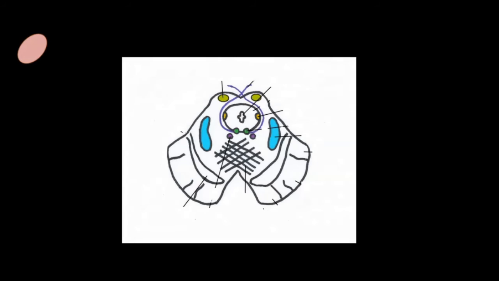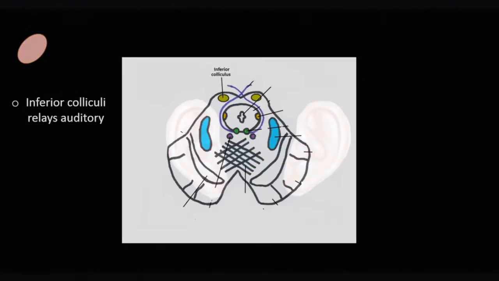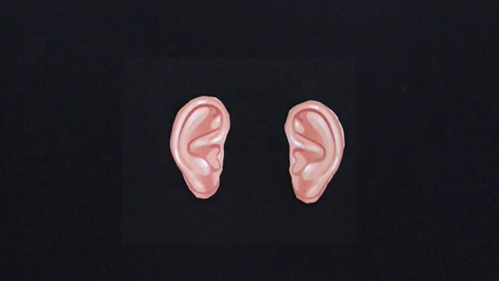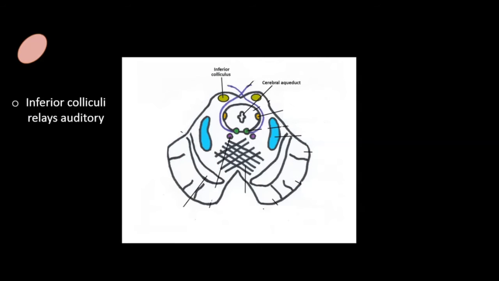The inferior colliculus is a large nuclear structure that relays auditory information. It receives ascending inputs from auditory relay nuclei of the medulla and pons to the medial geniculate nucleus of the thalamus. Damage to the inferior colliculus impairs the central nervous system and can lead to hearing loss. The cerebral aqueduct is surrounded by grey matter.